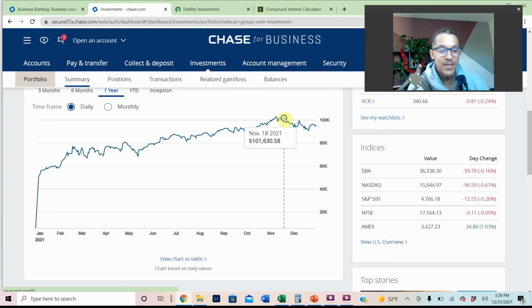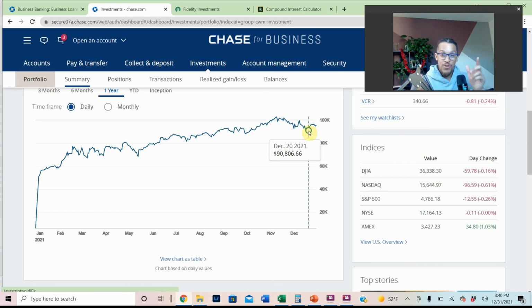And so we played around 100,000 all the way up to the 20th or so, 19th, and then it has fallen all the way down to $90,000. So these are swings that happen, and when your account starts going down in value, you have to understand why. There's a lot of volatility, legislation, things of that nature at this particular time.